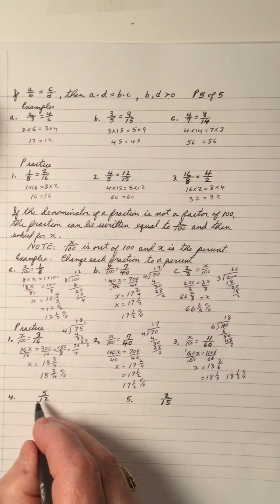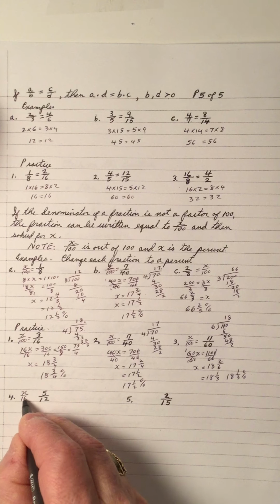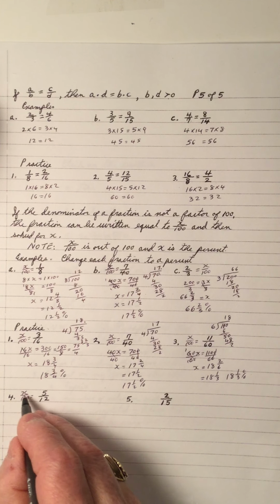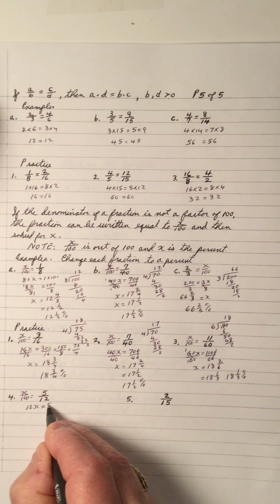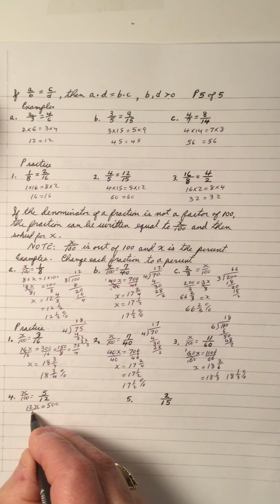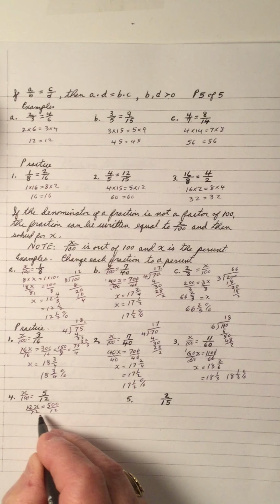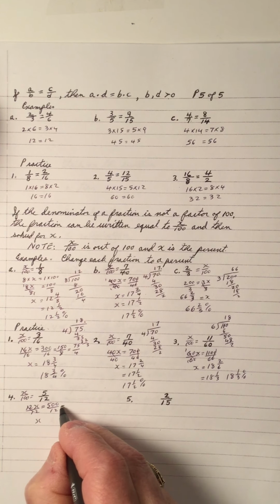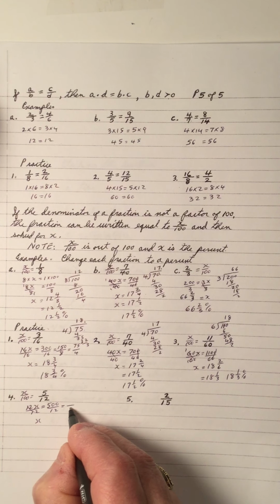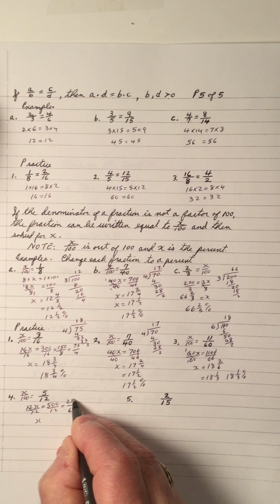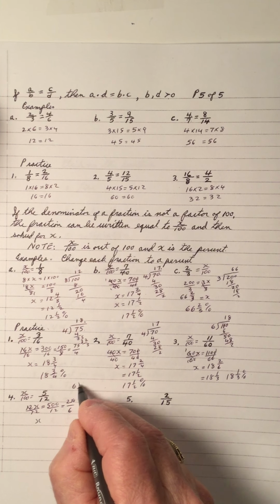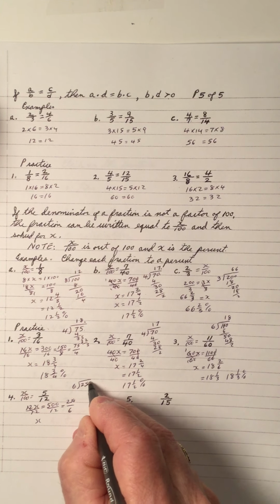Number 4, 5 over 12, let it equal to x over 100. Cross multiply, 12 times x, 12x. 100 times 5, 500. Divide by 12, both sides. Cancels out. And this is even, so you can divide by 2, 6 and 250. So I have to divide 6 into 250.